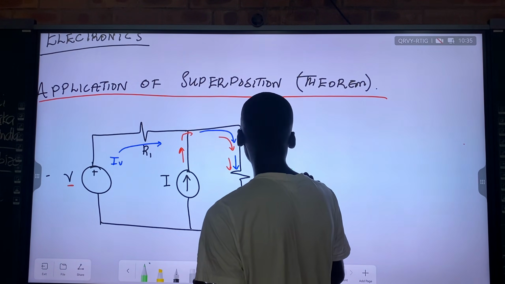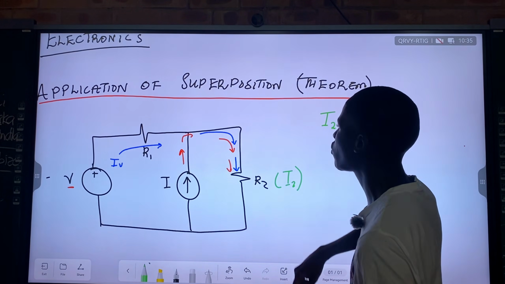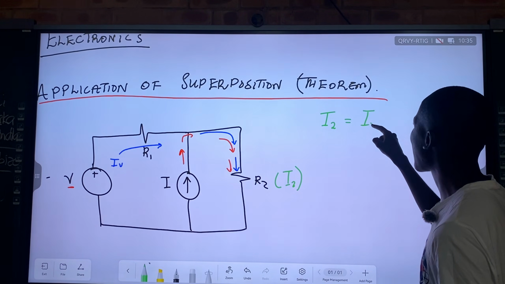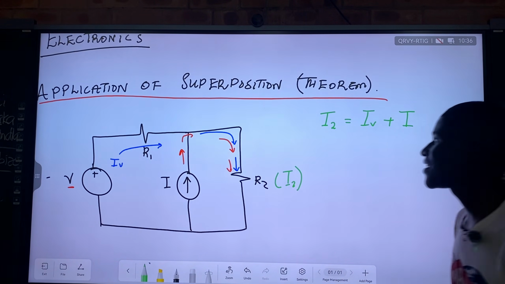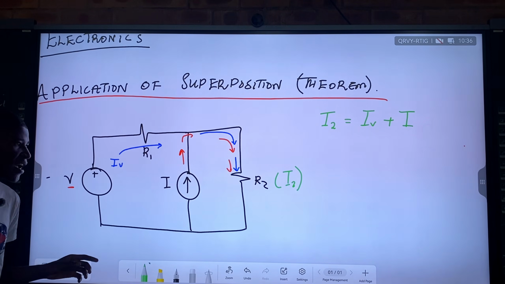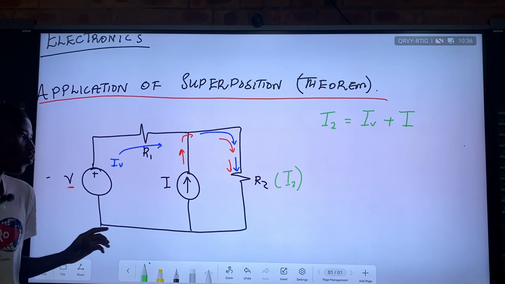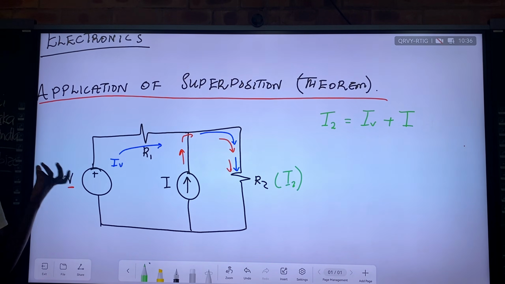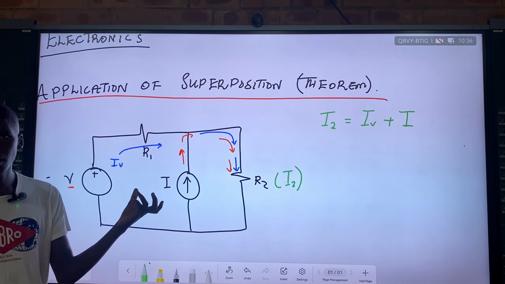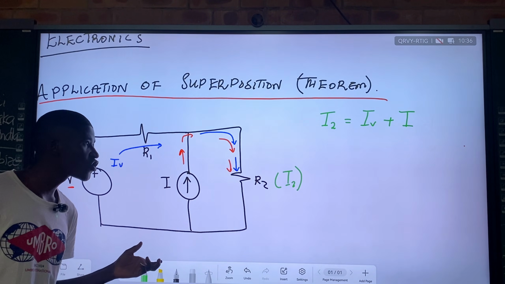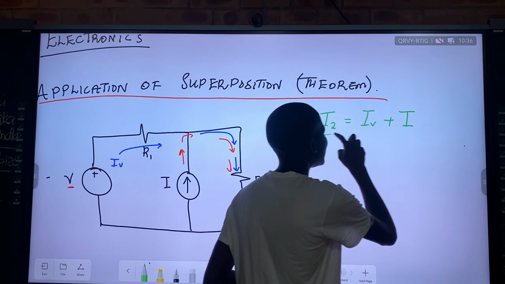If resistor 2 has current I2, we say by the superposition theorem, current I2 is going to be equal to current IV plus current I. So by the superposition theorem, for us to find the total current that is passing through this resistor R2, we have to add the current produced by the voltage source and the current produced by the current source. We proved this formula using mathematical methods already, and here we have it.